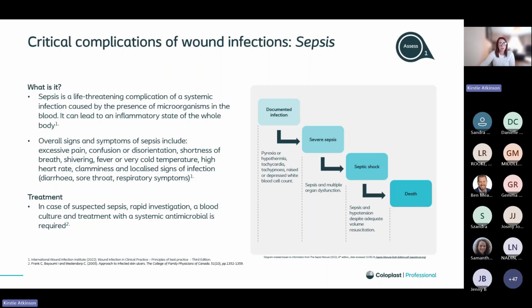For sepsis, you need to be looking out for excessive pain, confusion, disorientation, shortness of breath, shivering, fever, or a very cold temperature. It could be one or the other. A high heart rate, clamminess, as well as your localized signs of infection. And then you also want to be looking out for things like, have they got diarrhea, a sore throat, respiratory symptoms? Like I said, it's affecting the host as a whole now. If you do suspect sepsis, it's 999 to A&E for rapid investigations, blood cultures, and systemic antimicrobial antibiotics to start straight away with some fluids.